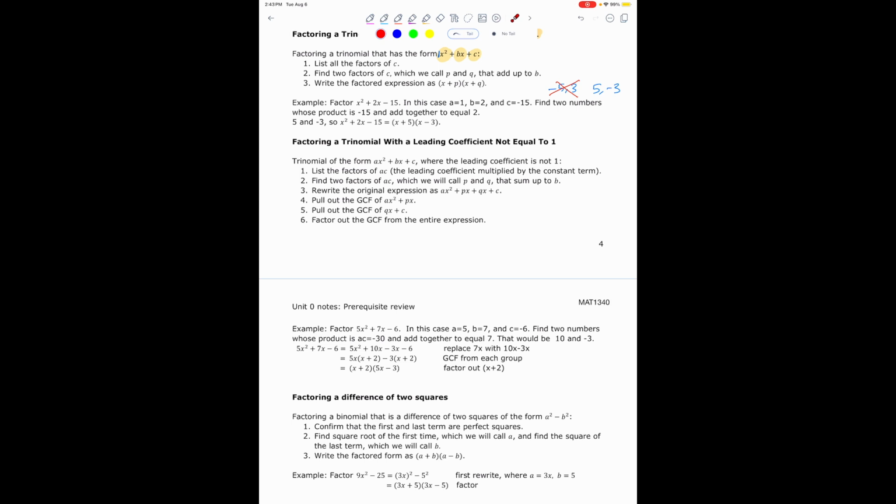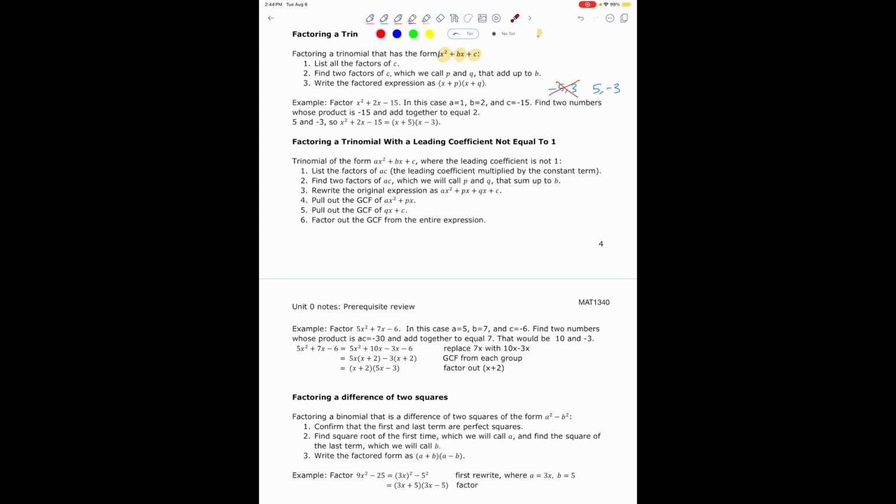It's another number. First, we're going to use the AC method. So we're going to take A and C with their signs and multiply them together. And then we're going to find all of the factors of the product AC. Step number 2, we're going to find 2 factors of AC. We're going to call them P and Q, so 2 numbers such that their sum is the middle term b.